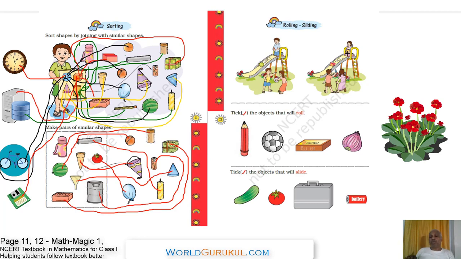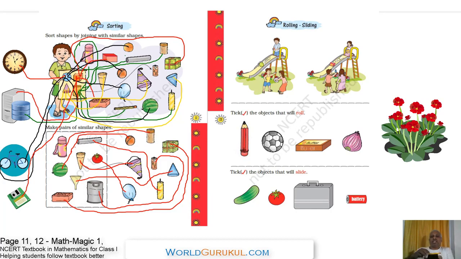If you push a ball on the ground, it goes by rolling, right? If you push a book on the floor, how it moves? It moves by sliding. Okay? Slide means move like this. Roll means it turns and goes. Right? It turns and goes. Okay, here tell me which objects will roll.